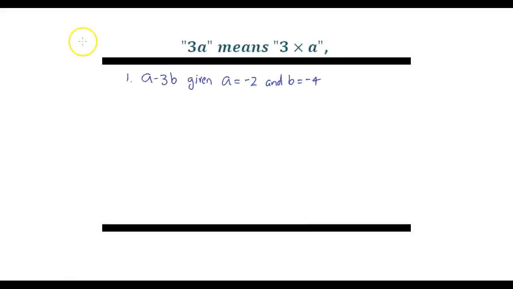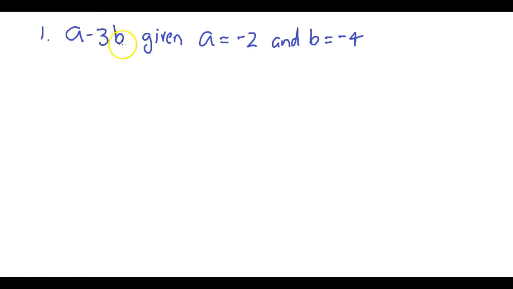So in example 1, we're going to look at what A minus 3B will be if we're told that A is equal to -2 and B is equal to -4. So I'm going to replace where the letter A occurs with a -2, and I'm going to replace where B occurs with -4. Now I do need to remember that between the 3 and the B is an invisible multiplier, so I'm just going to write that in.